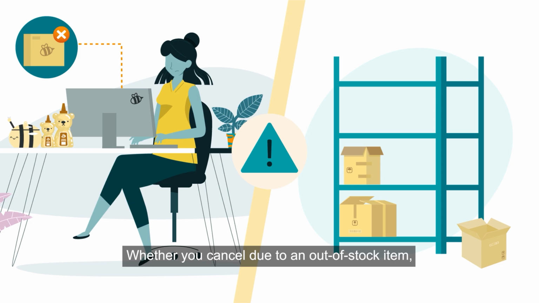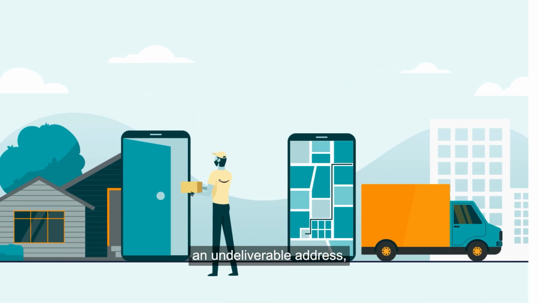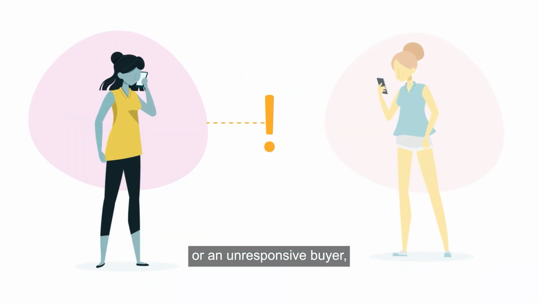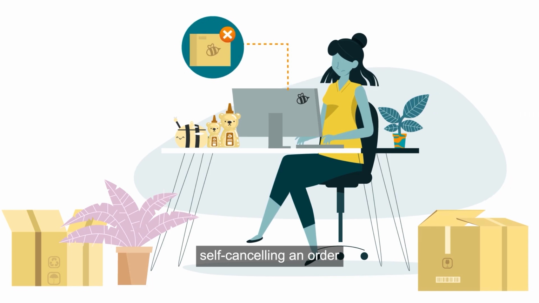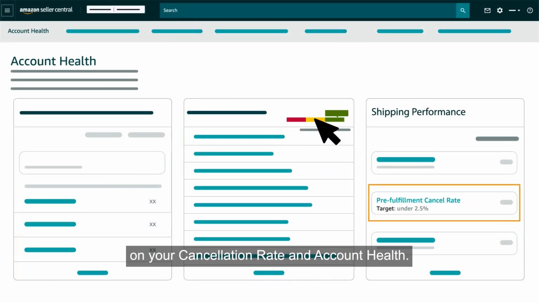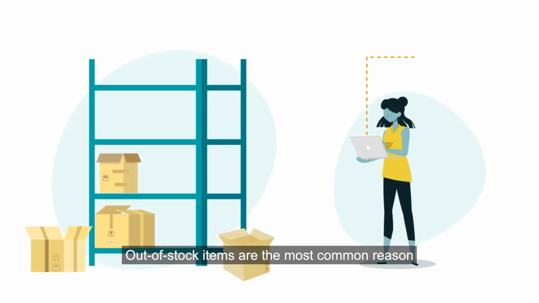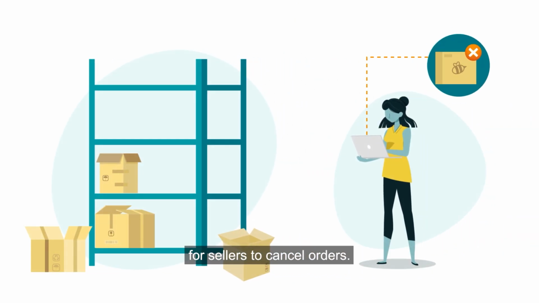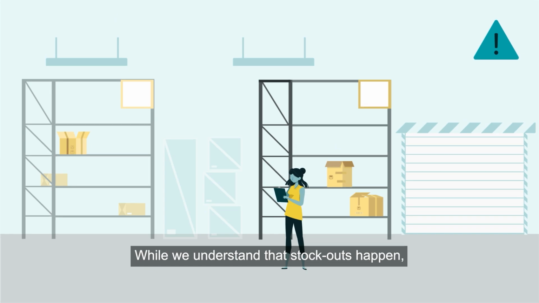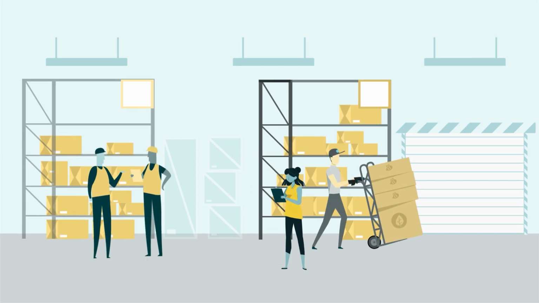Whether you cancel due to an out-of-stock item, an undeliverable address, or an unresponsive buyer, self-canceling an order will have a negative impact on your cancellation rate and account health. Out-of-stock items are the most common reason for sellers to cancel orders. While we understand that stockouts happen, we expect sellers to minimize these issues.